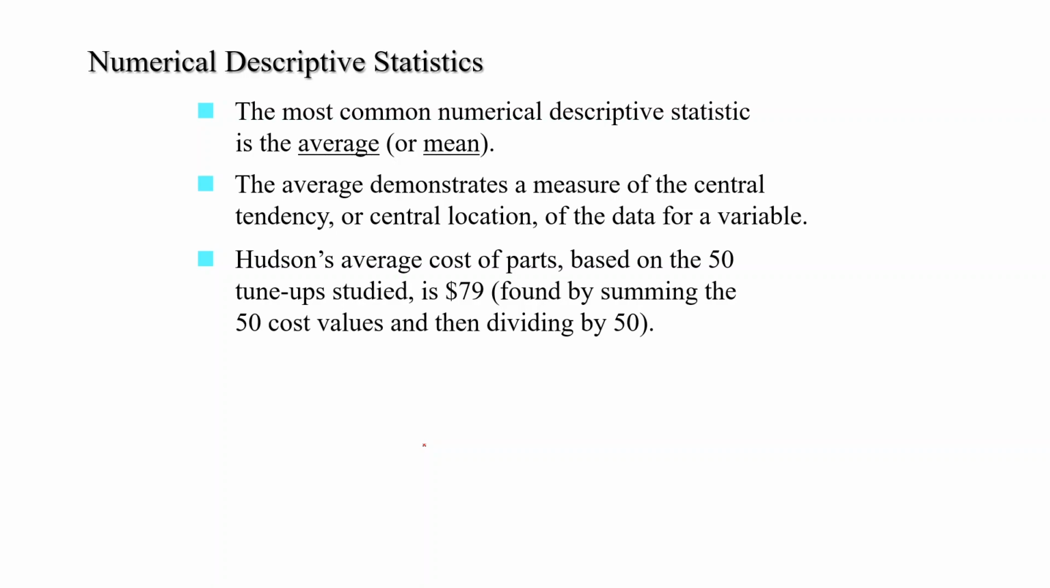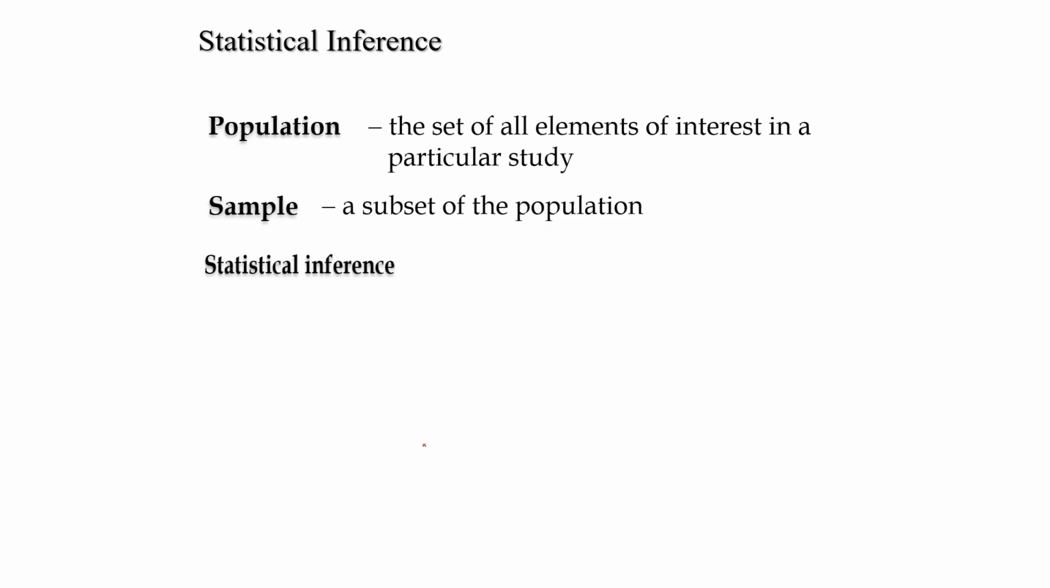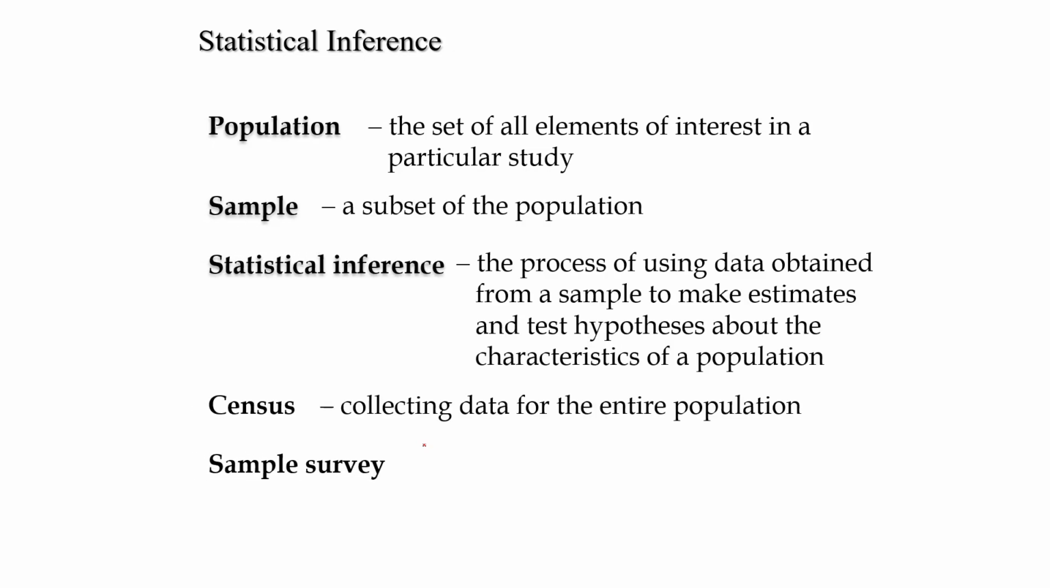We also can use statistics to predict. In those situations, we call it statistical inference. And how does it work? To understand statistical inference, we have to identify these very important components. First, population. Second, sample. Population is the set of all the elements of interest in the particular study.